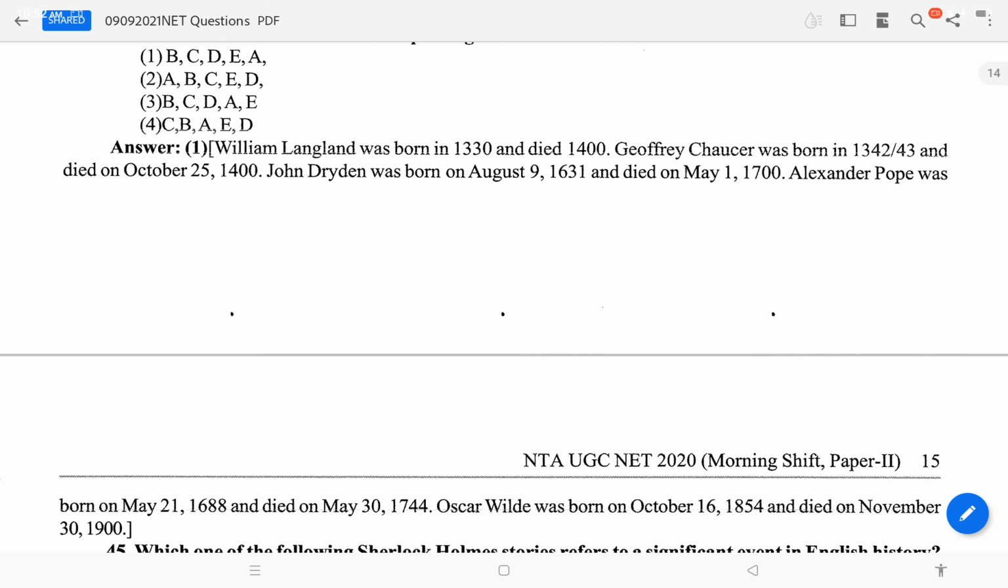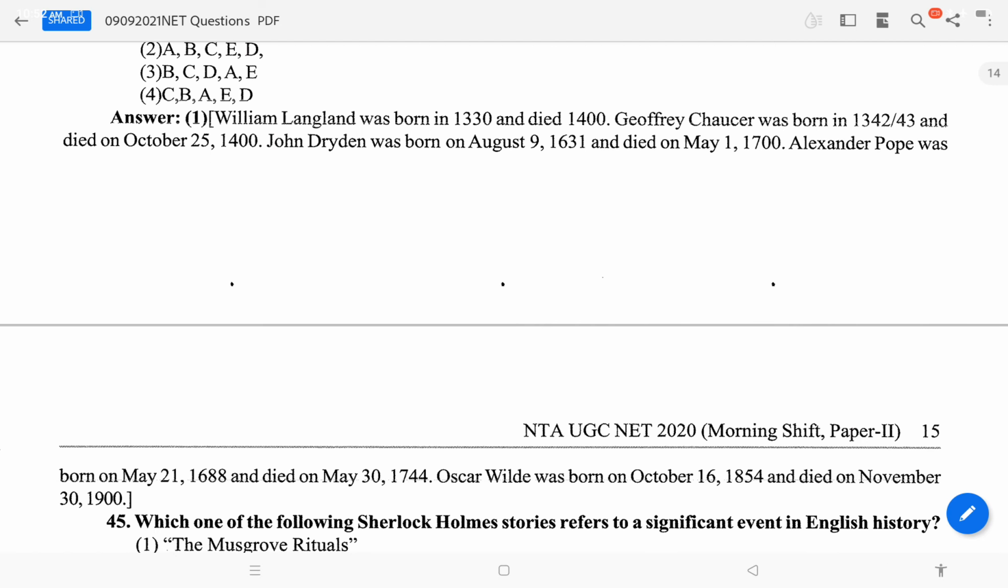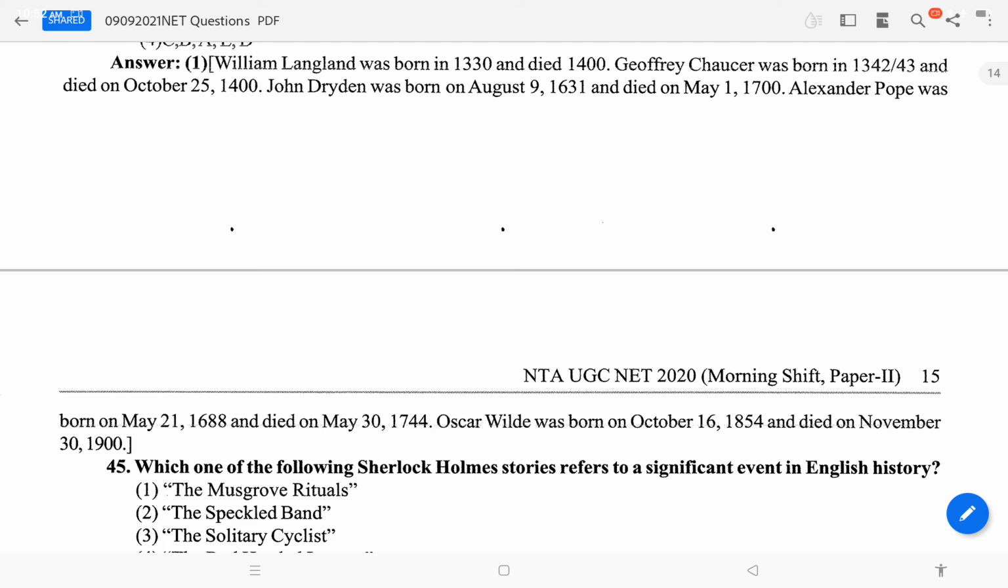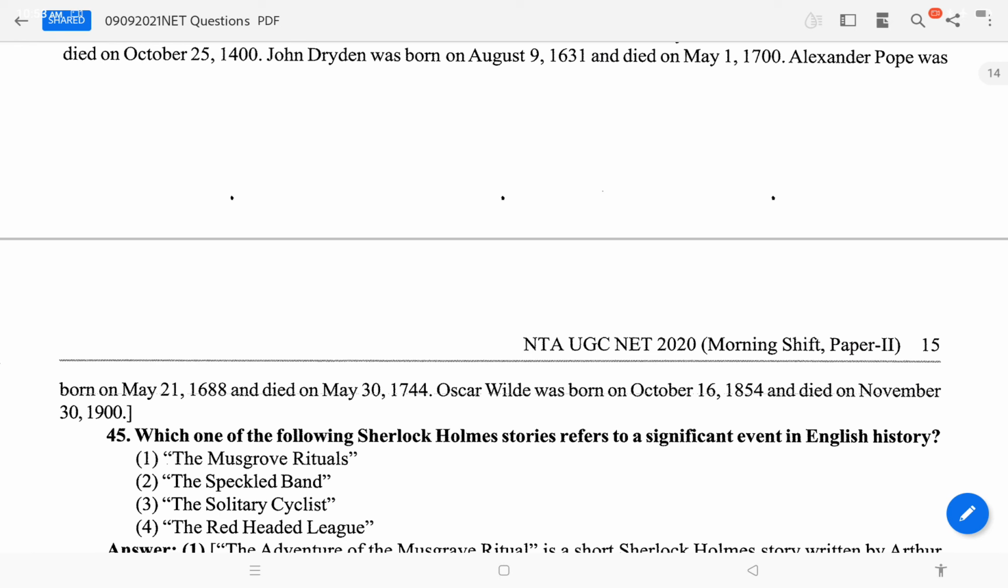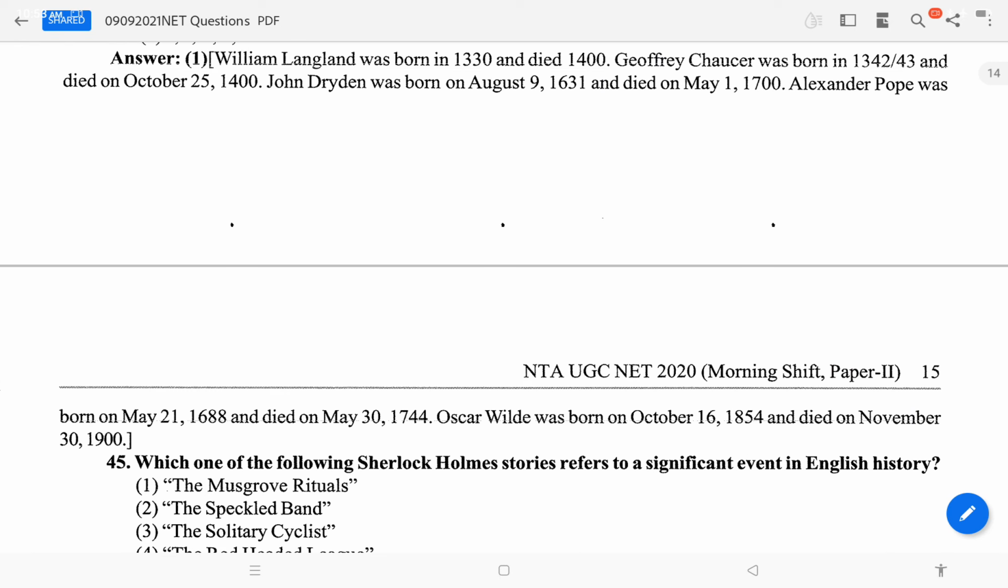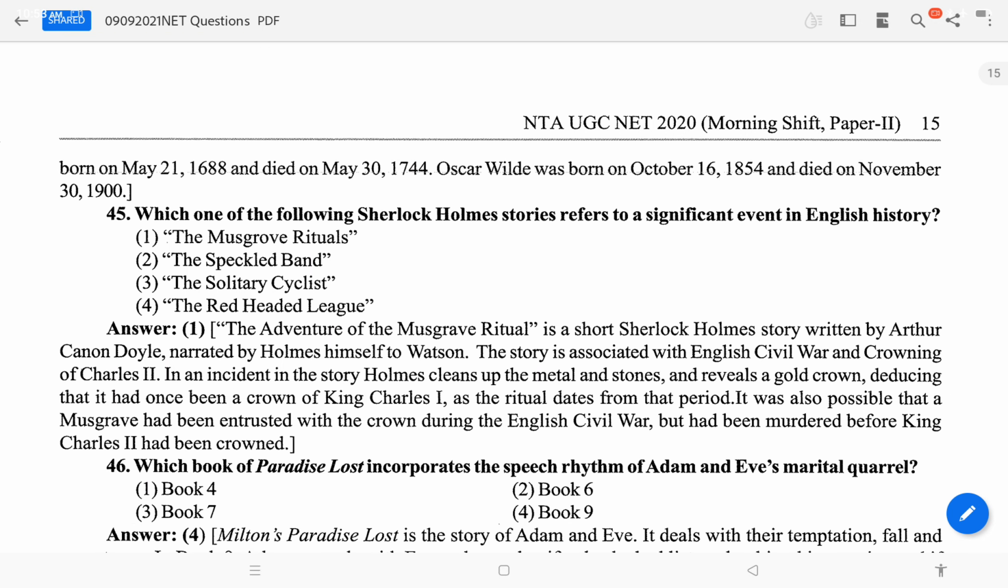Then Geoffrey Chaucer, 1342 to 1400. Then John Dryden, who was born in 1631 and died in 1700, and Alexander Pope, born in 1688 and died in 1744. Then Oscar Wilde, 1854 and died in 1900.